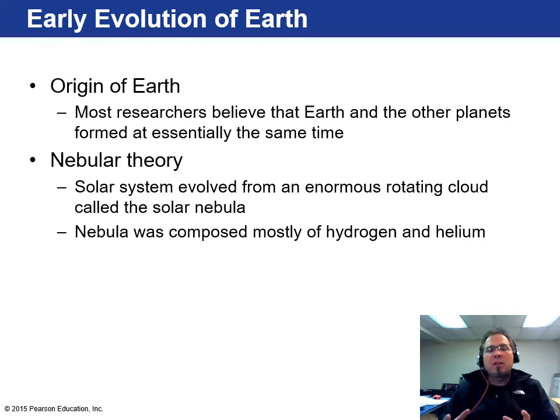The nebula was composed mostly of hydrogen and helium, which makes sense. Those are the lightest elements. They're the most abundant elements in the universe. And without getting deep into the chemistry, that's where a lot of the other elements are derived from, because they collide with each other.